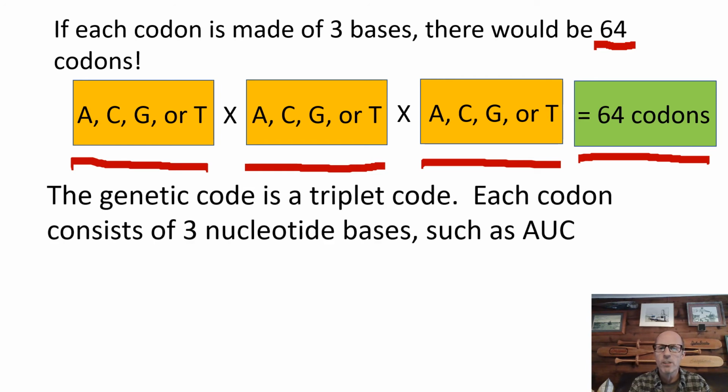Well, this is really what gives rise to the genetic code. It turns out that each codon does consist of 3 nucleotide bases. An example of a codon would be AUC in the RNA.